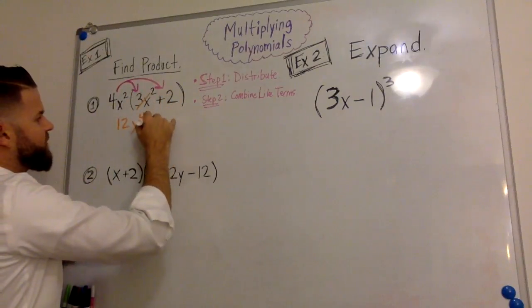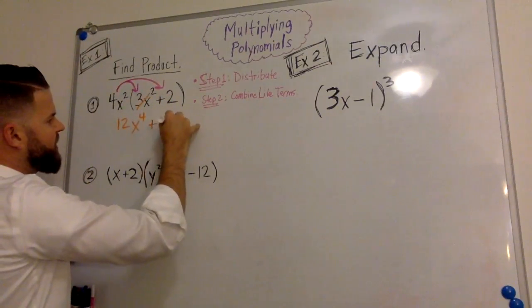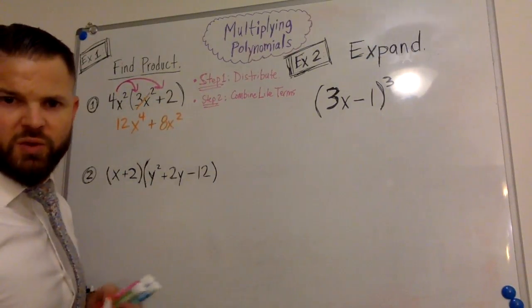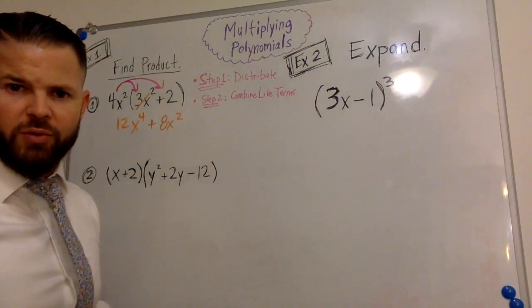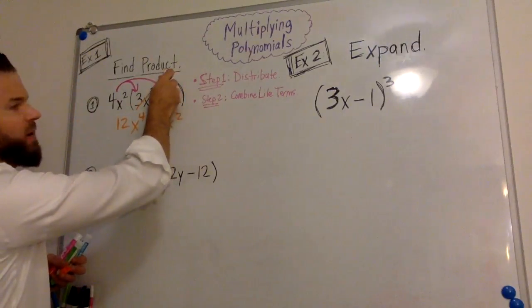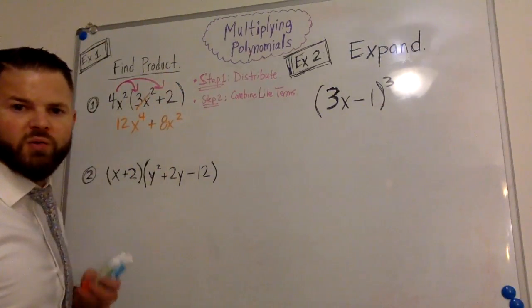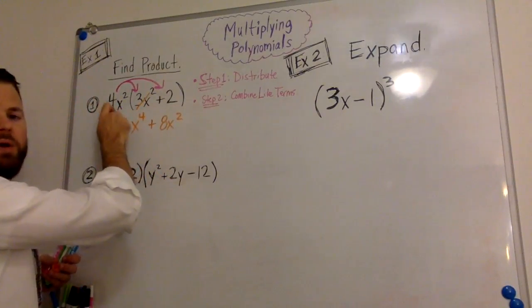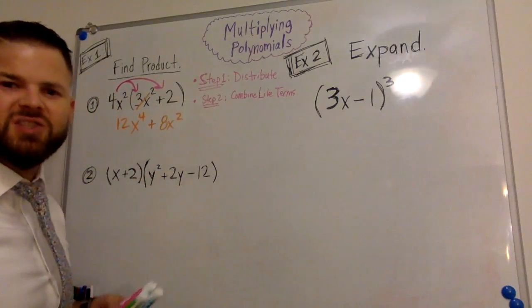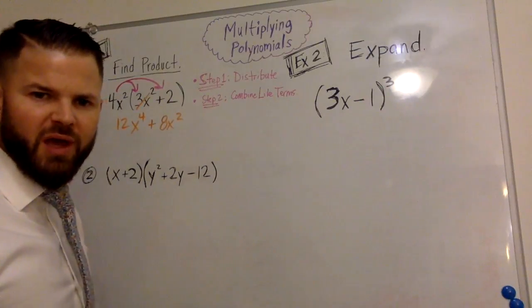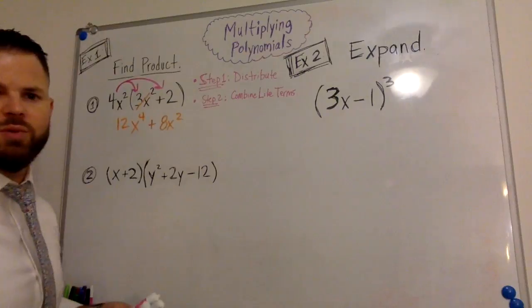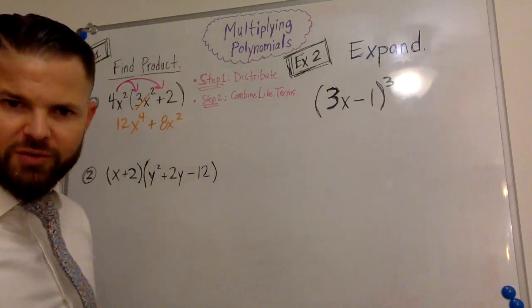Next, 4x squared times 2 simply gives me an 8x squared. All right? So whenever I ask you to multiply polynomials, whenever I ask you to find the product, I want you to associate the word product with multiplication. Whenever you see a term or a number outside of parentheses, it's assumed that means multiplication, aka using the distributive property.